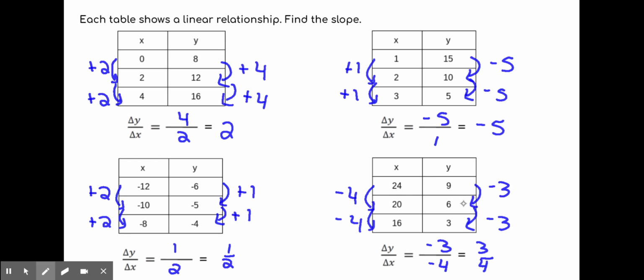Okay, so from 9 to 6, I go down 3, 6 to 3, I go down 3. 24 to 20, I go down 4, 20 to 16, I go down 4. And what happens here, I have a -3 over a -4, and a negative divided by a negative is a positive, so my slope is a positive 3/4. Okay, you are ready to do some mixed practice. Let's go to the next slide.